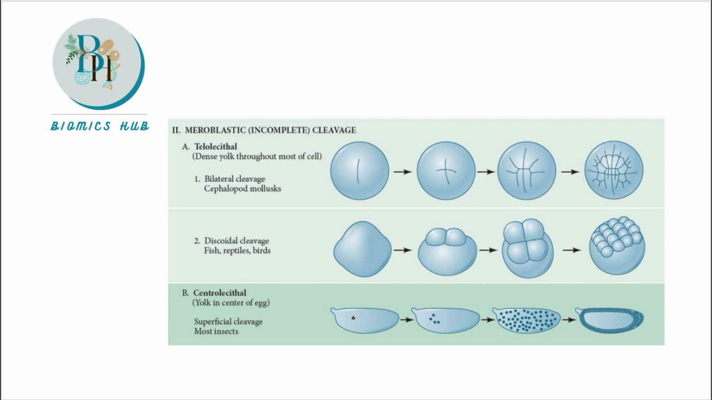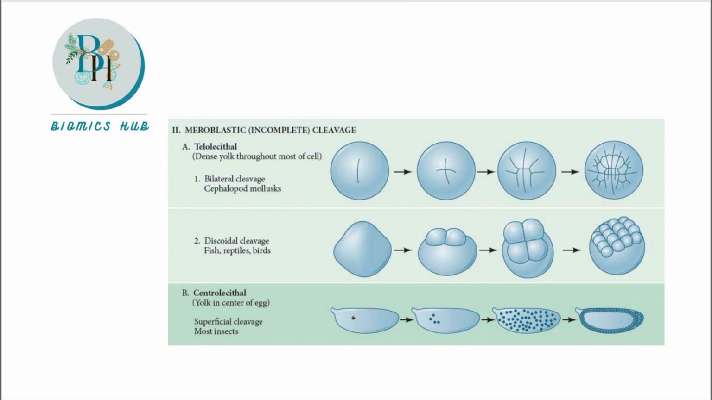According to the distribution of the yolk, it is divided into two, the telolecithal and the centrolecithal. In the telolecithal egg, the yolk is densely distributed in one part, that means in the telomeric region. Accordingly, according to the cleavage, it is divided into two: the bilateral cleavage and the discoidal cleavage. The examples of bilateral cleavage are cephalopods and molluscs.